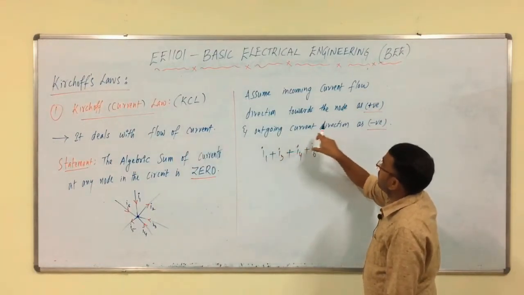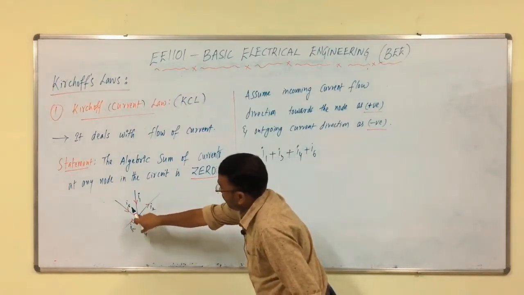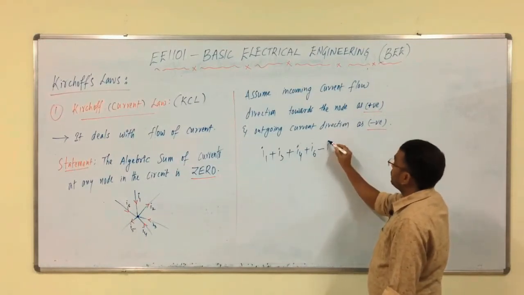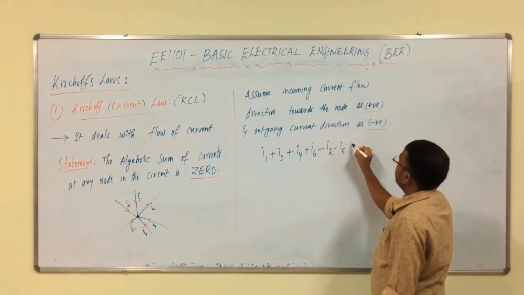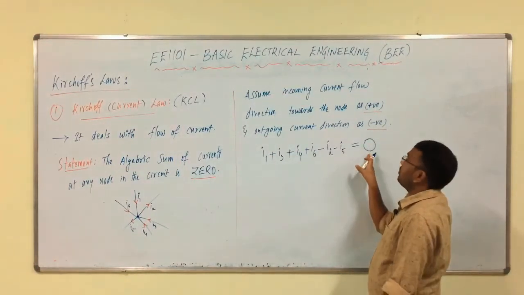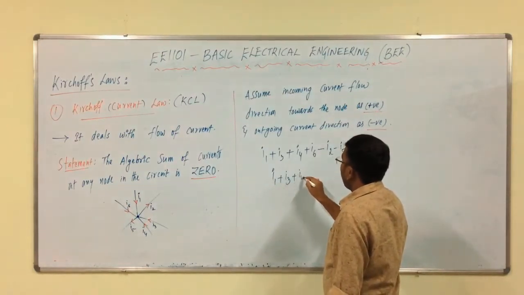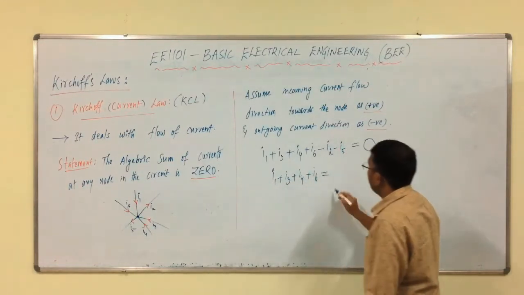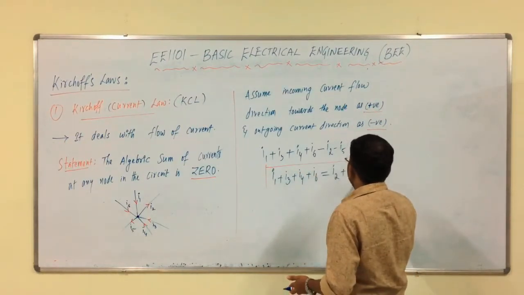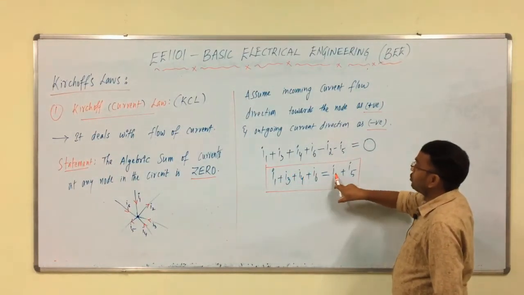Next, outgoing current directions as negative. What are the outgoing currents? I5 and I2, which we consider as negative: minus I2 minus I5, which is equal to 0, since the sum at any node in the circuit should be 0. From this, I1 plus I3 plus I4 plus I6 is equal to I2 plus I5.